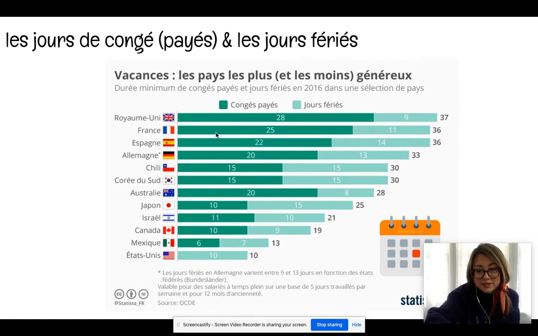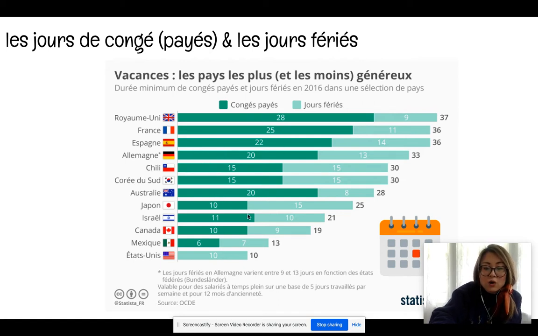Et puis après ça, on voit la France avec 25 congés payés par loi. Par loi, ça veut dire by law. Pour les salariés, we're talking about salaried full-time workers. Et puis 11 jours fériés. And that tells us that they have more nationally recognized holidays than they do in the United Kingdom. Et puis, tu peux voir l'Espagne, l'Allemagne, le Chili.